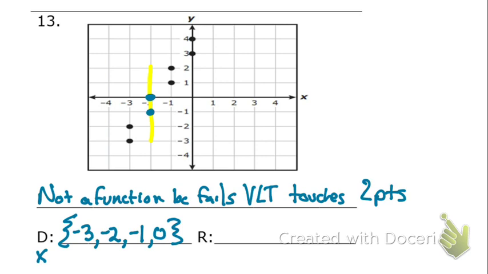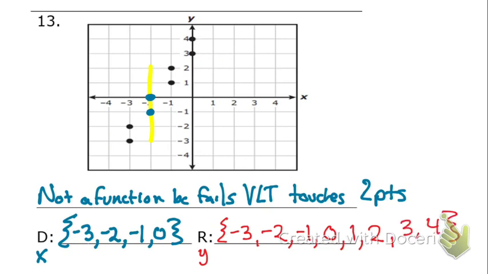All right, so now let's look at our range. Our range is your y values. So we'll be looking at this point, and the y value of that point is -3. The y value of that point is -2. The y value of this point is -1. The y value of that point is 0. The y value of that one is 1. Our next one is 2, 3, and then 4. So our range had a little longer list.